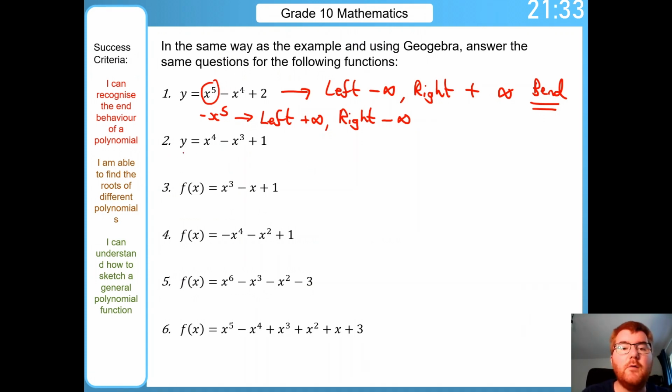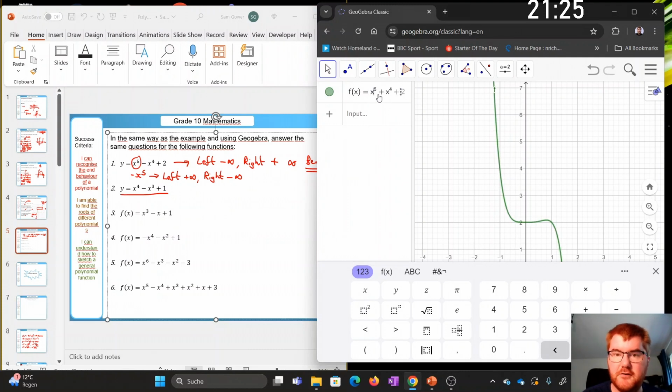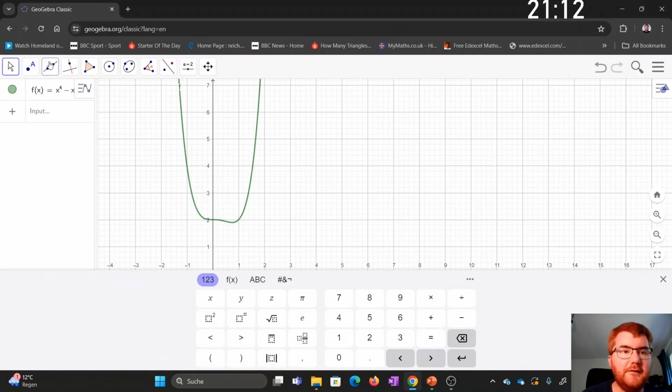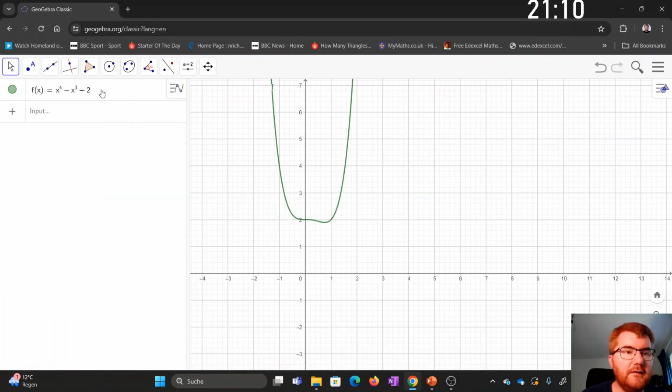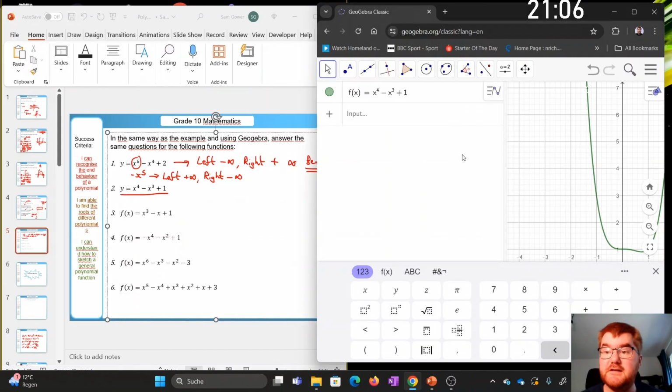So let's look at question 2 here. x to the power of 4 minus x to the power of 3 plus 1. If we change this in, so we've now got x to the power of 4 and then minus x to the power of 3, expand this out so we can see, and change this to a plus 1, notice this function works very differently.